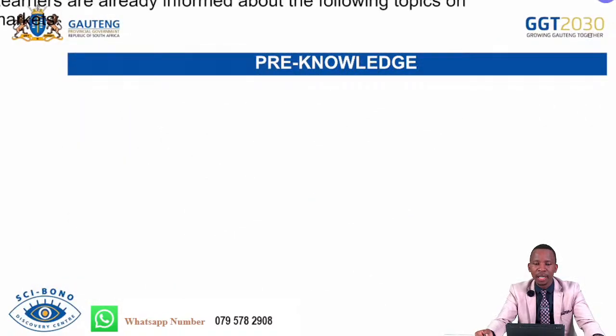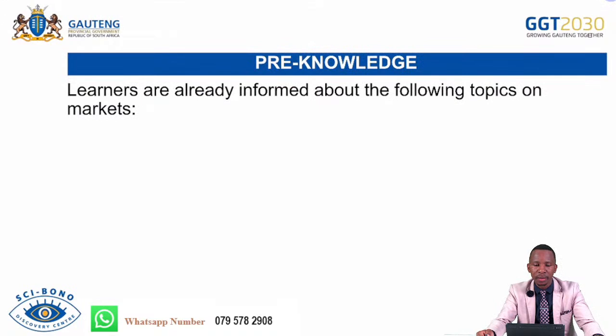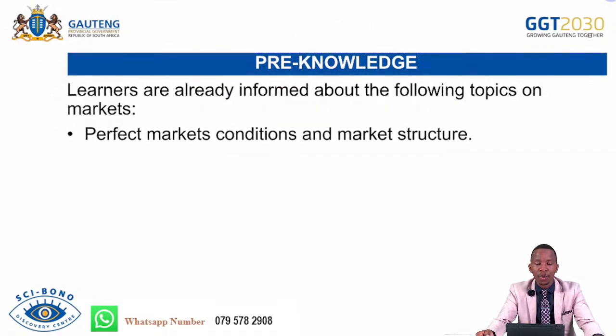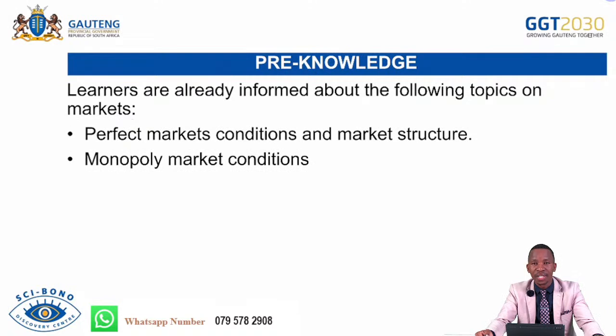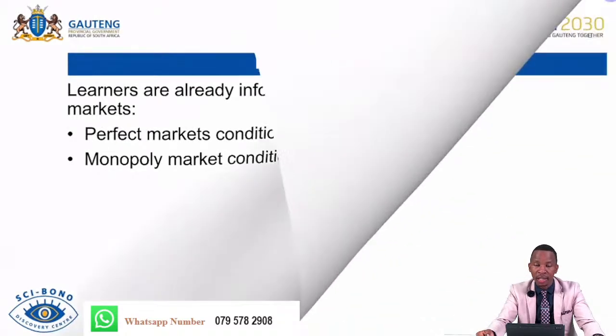So it is believed that you already know the following as for the markets. You know perfect market conditions that prevail as well as the perfect market structure. That has been done before. You know monopoly conditions. All conditions that prevail under monopoly as well as the monopoly structure are well known as we are in this lesson.